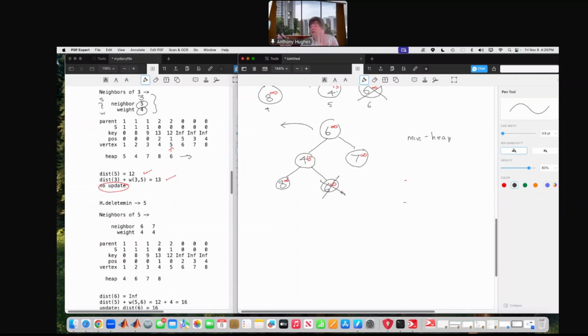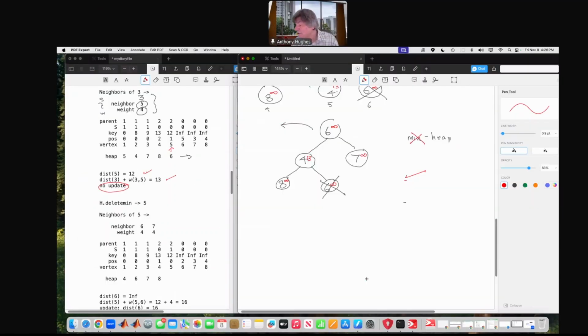So there's the tree. We've deleted the top node. We move 6 to the top. We all okay with this? Just kick out the top node and move the bottom right to the top. It's now no longer a min heap. And so we have to rebalance it.